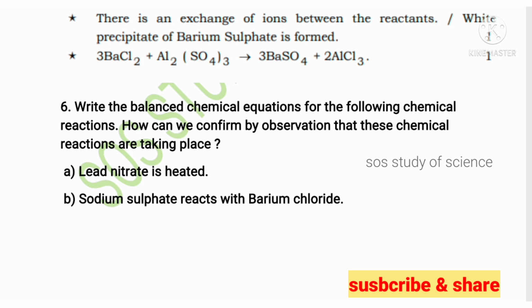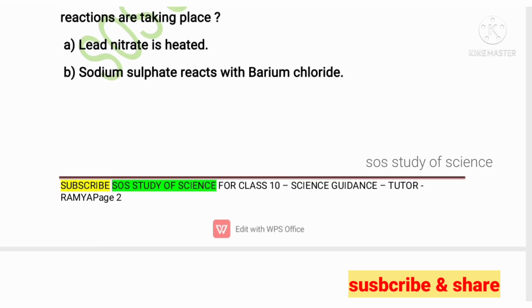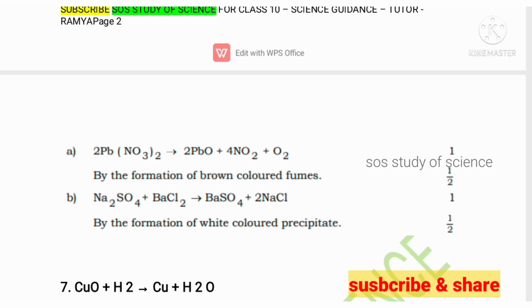What is the symbol of lead? The symbol of lead is Pb. What is the symbol of nitrate? The symbol of nitrate is NO3. So when lead nitrate is heated, you can observe this equation: Pb(NO3)2 will be the reactant. The products formed here are lead oxide PbO, nitrogen dioxide NO2 and oxygen O2. Here I have mentioned the balanced chemical equation.